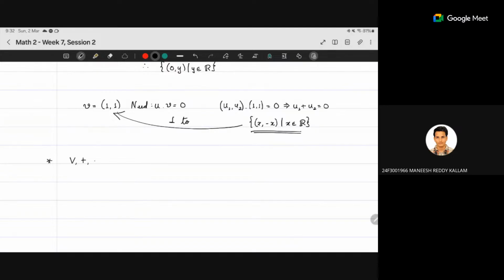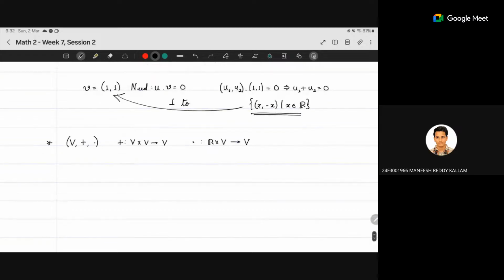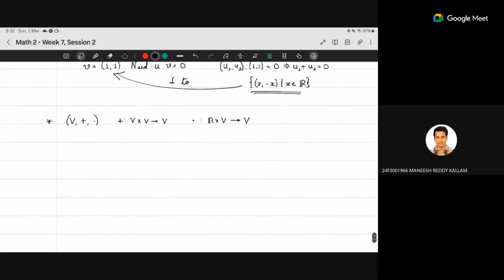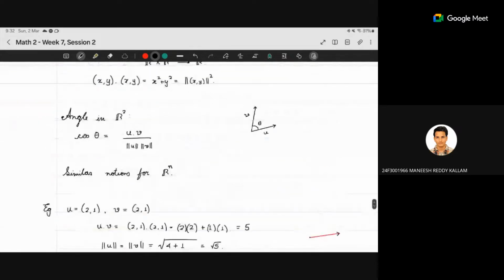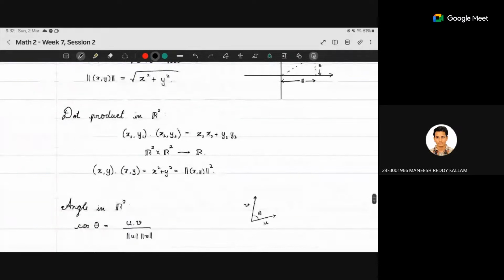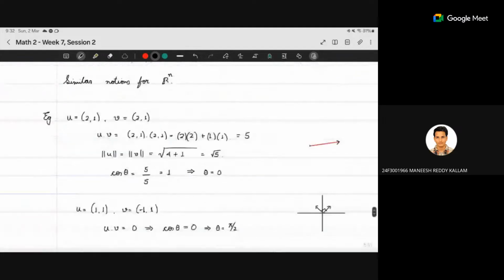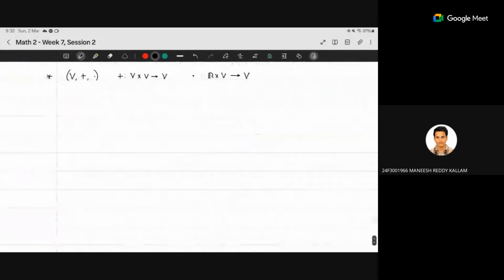So what was a vector space? A set, a plus, and a dot, where plus is a function from V cross V to V. Addition of two vectors gives you a vector, and this dot was from R cross V to V. You take a scalar and multiply it with a vector, and you get a vector. And you say that these operations satisfy certain axioms, 8 or 9 or whatever the number is. Now, observing the dot product and the way that it can be used to define notions of length and angle, we have the following definition.